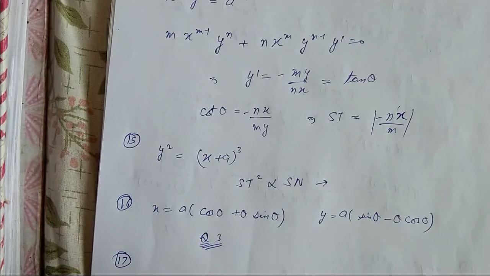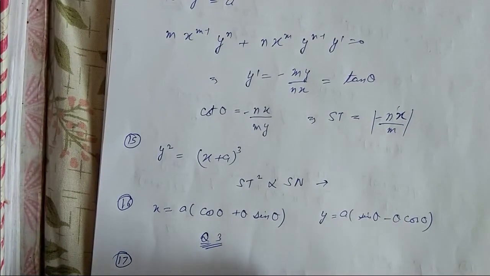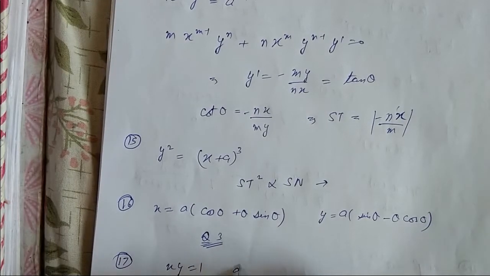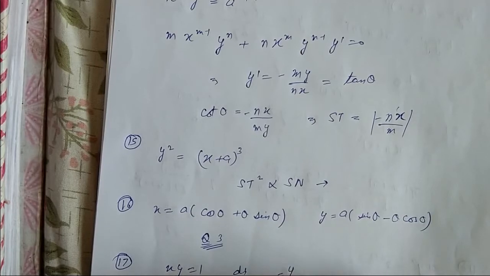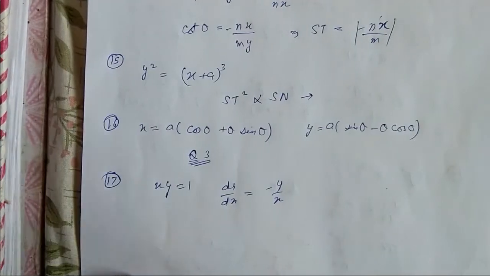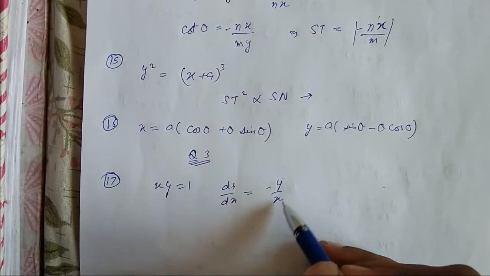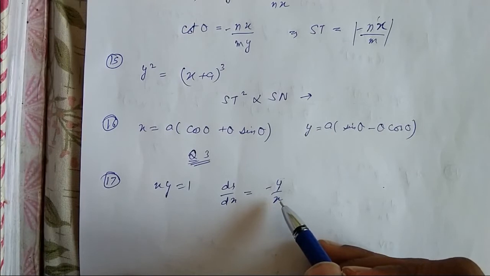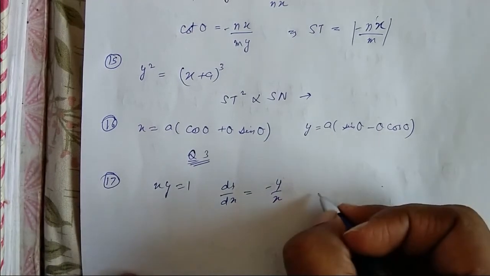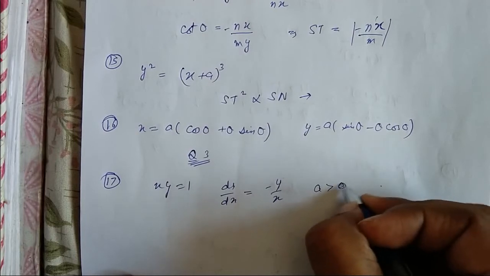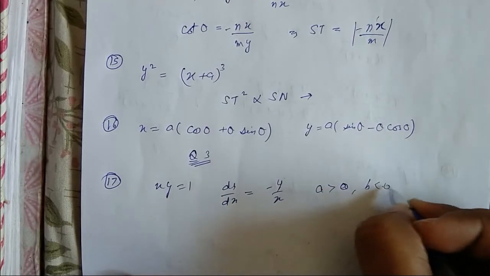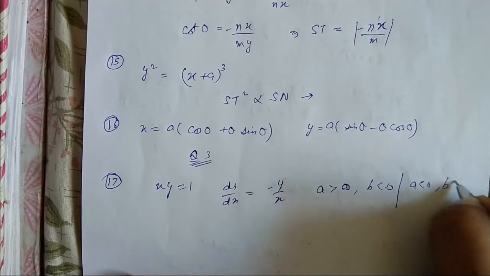The line ax plus by plus c is equal to 0 is a normal to the curve xy is equal to 1. Okay, so for xy is equal to 1, dy by dx is equal to minus y by x. Okay, so we can see that if xy is positive, then dy by dx is always negative for all x and y. Okay, therefore the slope of the normal has to be positive. Okay, so we can say that if a greater than 0, then b is less than 0, or if a is less than 0, then b is greater than 0.